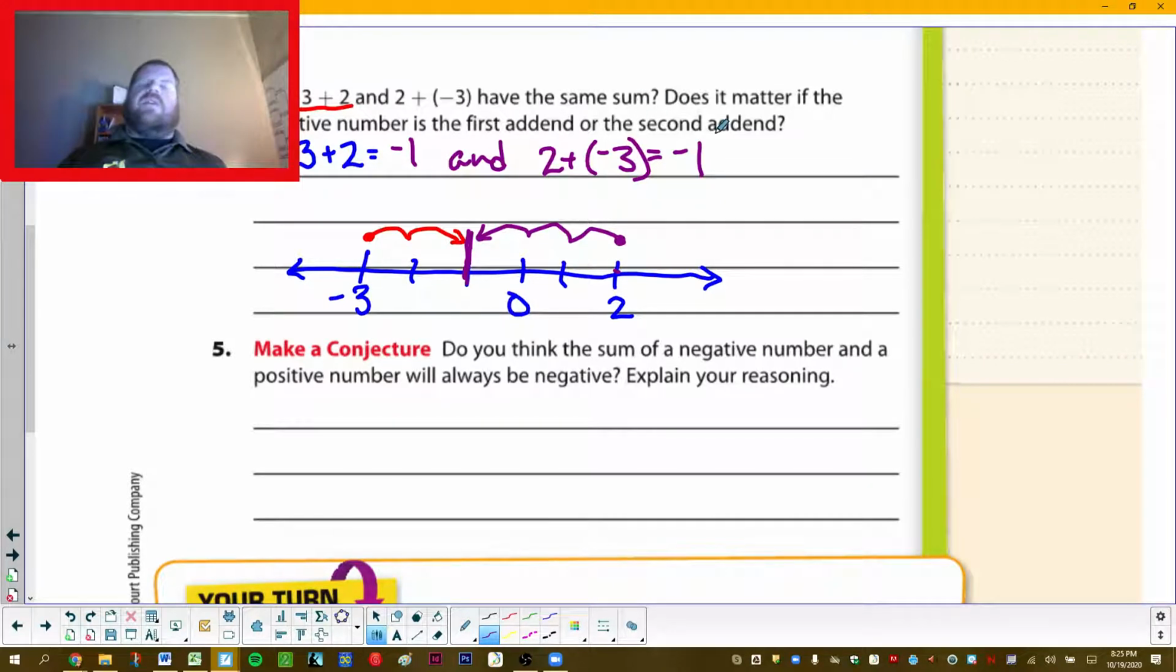And so the question here is, does it matter if the negative number is the first addend or second addend? And the answer is no, it doesn't. The order doesn't matter.